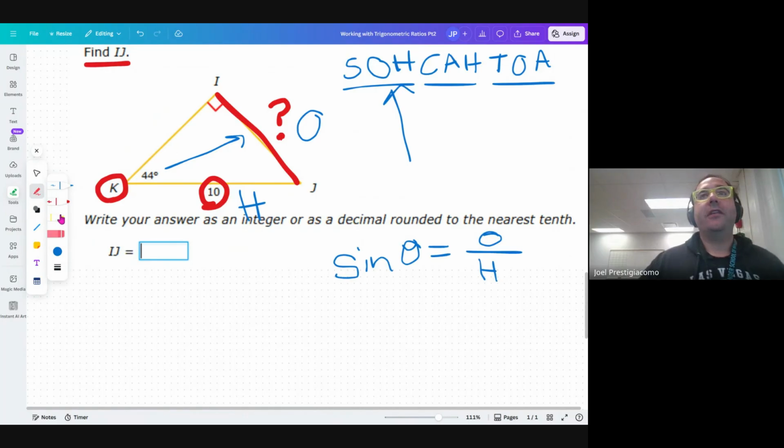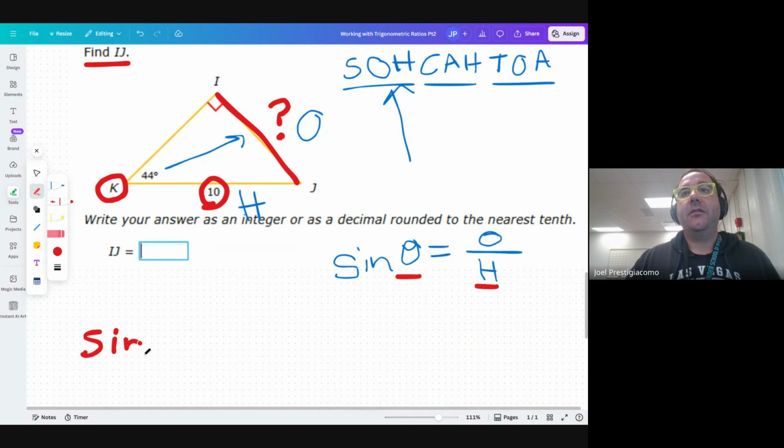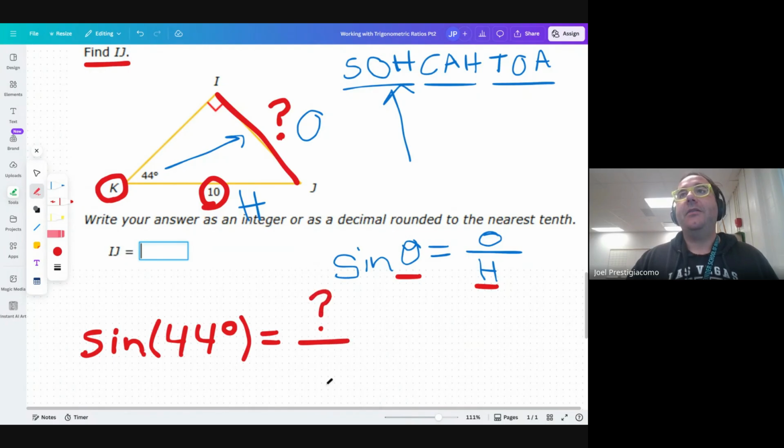So how do I work this out? The way that I work this out is I'm going to input what I know. I know theta, I know my angle, and I know H. So I'm going to say here the sine of angle 44 degrees equals O, which is my question mark. I don't know it. And I'm going to divide this by 10.